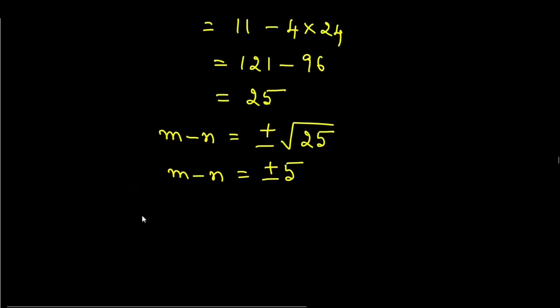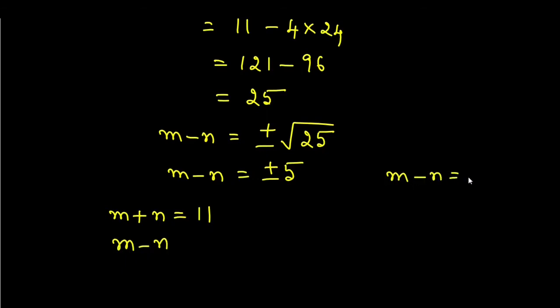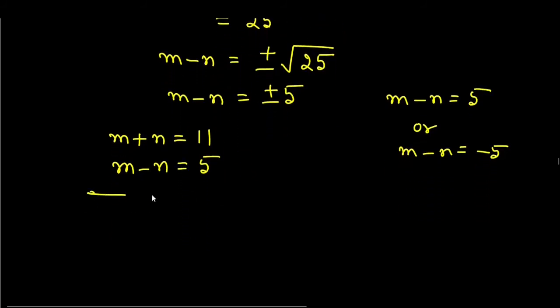Now we have m minus n. Already we have m plus n. m plus n is equal to 11. m minus n is plus 5 or m minus n is minus 5. We can consider either of them. Let us take the positive one. m minus n is equal to 5. Now we have to find m and n separately.